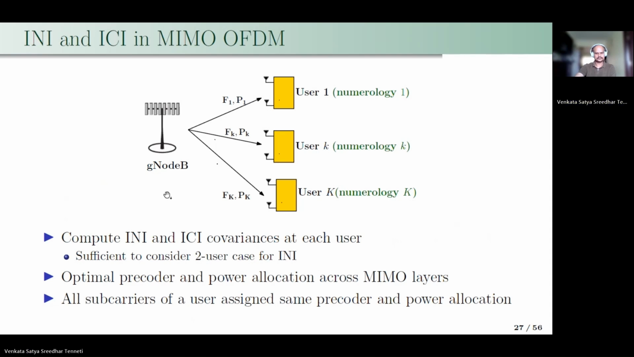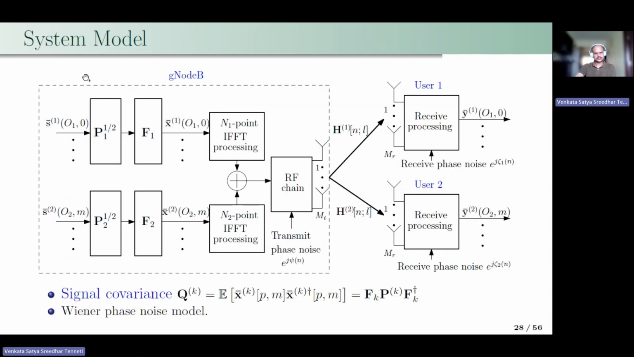So this is our system model. At the base station, the signals for the two users using different numerologies are generated. Here, the information symbol vectors are denoted by S bar. The offset for subcarrier user 1 is O1. These information symbol vectors are scaled by the square root of the power allocation matrix, and then they are pre-multiplied by the precoder. The output of this multiplication gives the precoded information symbol.